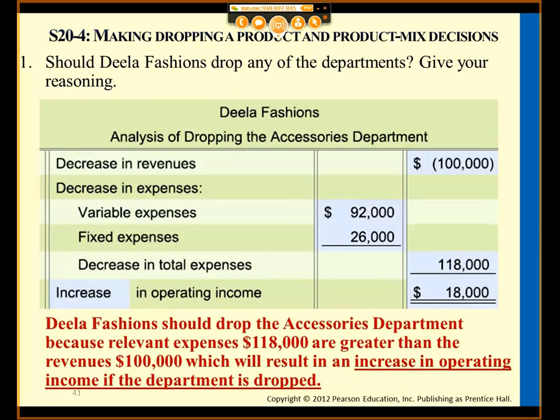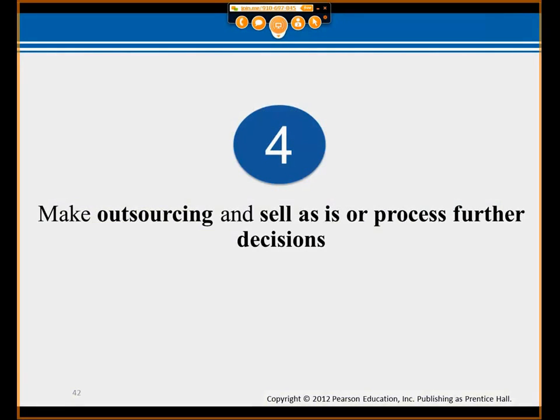So what we got here is that we definitely need to drop the accessories because they were operating at a loss, right? So our relevant expenses are 118,000, right? You just told us how to get that. And that means that there is an increase of 18,000. Okay? Did you understand how we decided on accessories and how we calculate? All right, cool. So let's talk about our next objective.